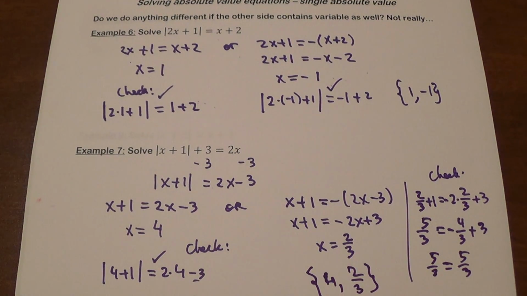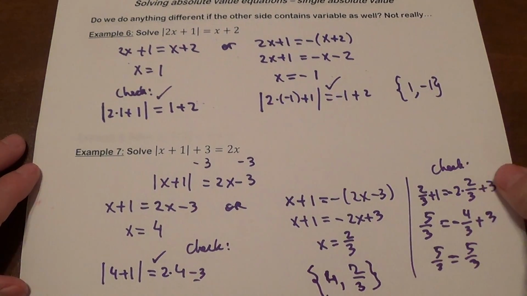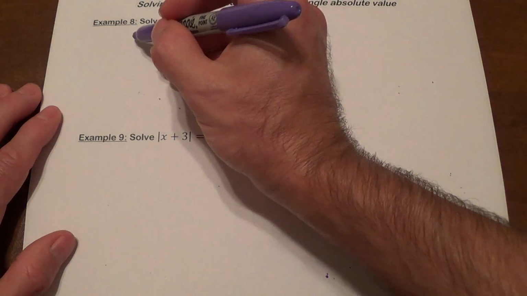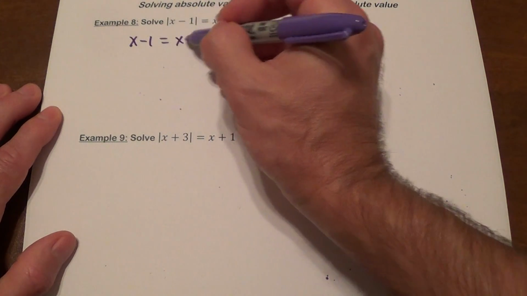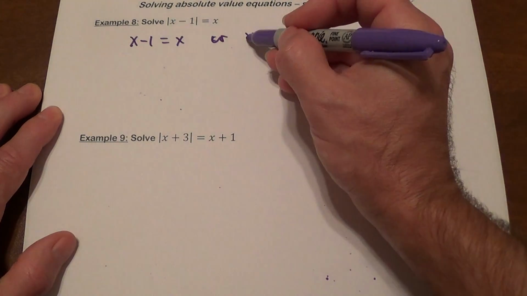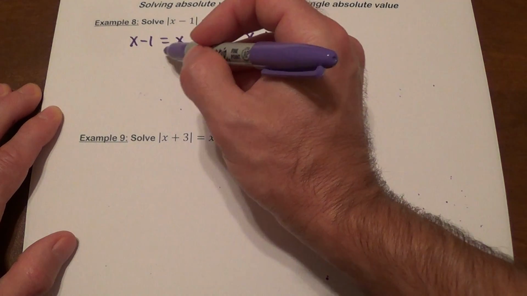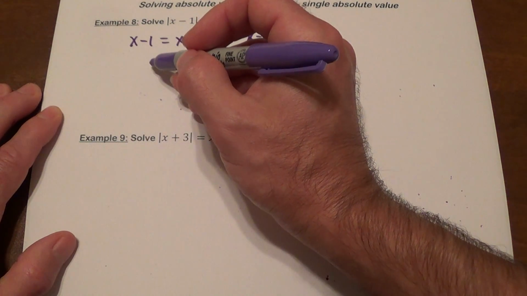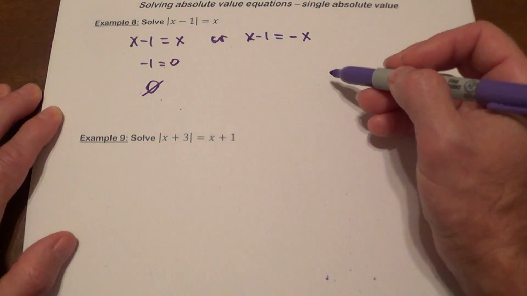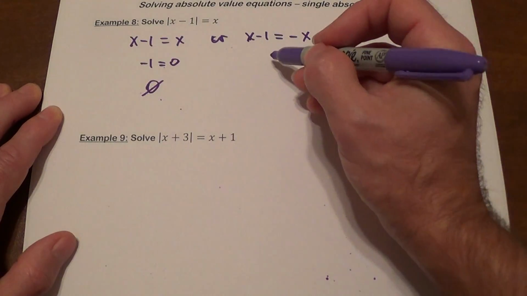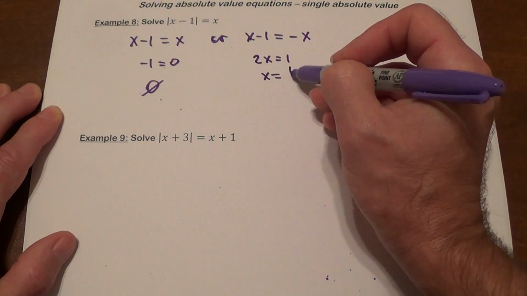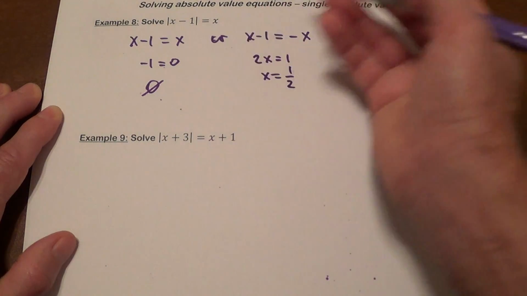Okay. Moving on. Example 8. So we're going to have x minus 1 equals x, or x minus 1 equals negative x. So this equation here, when you try to solve it, is going to give you negative 1 equals 0, which has no solution. This equation here, you're going to get 2x equals 1, x equals 1/2. So nothing to check here.